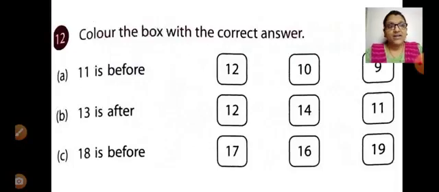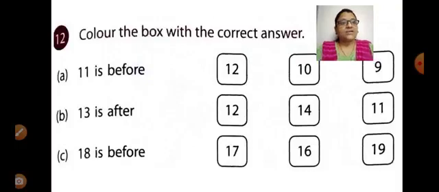Question number 12. Color the box with the correct answer. Children, this question is based on the concept before, between and after numbers. We have learned this concept in chapter number 1. Yes, before number is the previous number of the given number. Then the next number of the given number is the after number, and the number in the middle of two numbers is the between number. Yes, so let us start solving the examples.